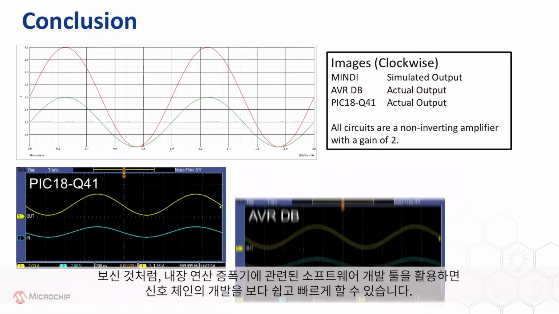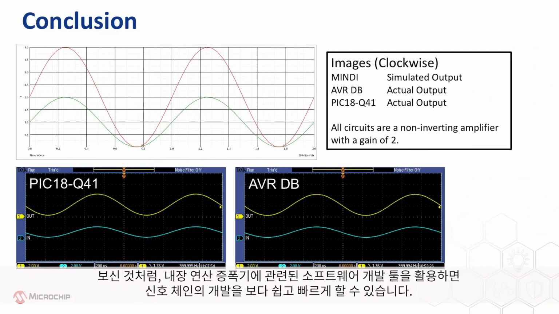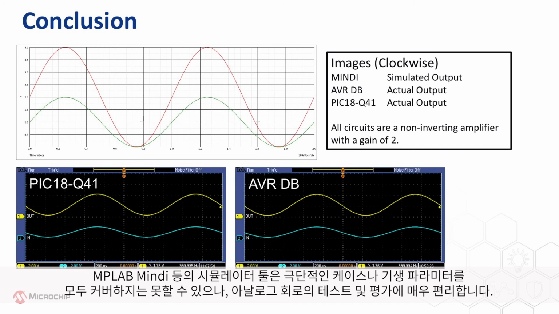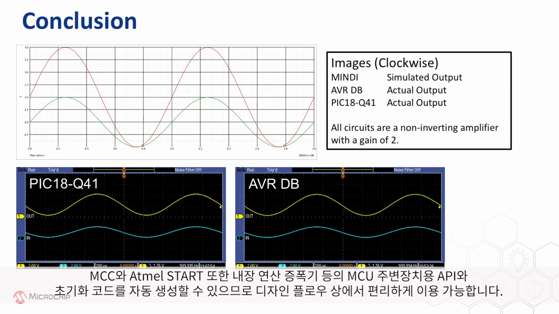As shown in this video, the software development tools associated with the integrated op-amps accelerate signal chain development. While simulation tools, such as MPLAB MINDI, cannot capture every edge case or parasitic parameter, they are an invaluable tool for testing and evaluating analog circuits. MPLAB Code Configurator and START also fit into this design flow by automatically creating the APIs and initialization code for the microcontroller peripherals, including the integrated op-amps.